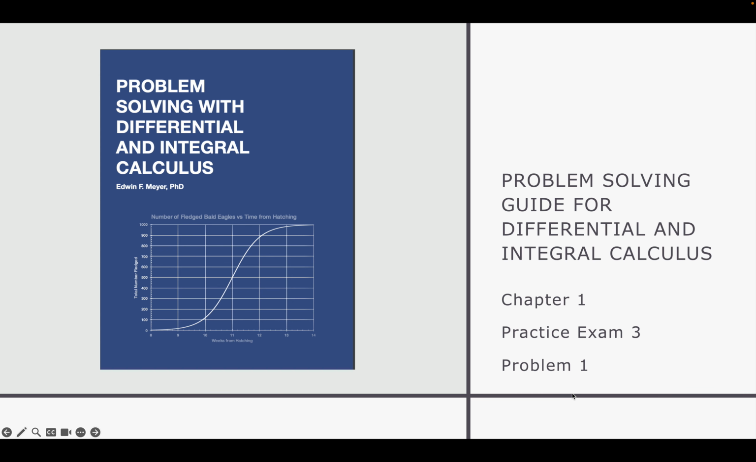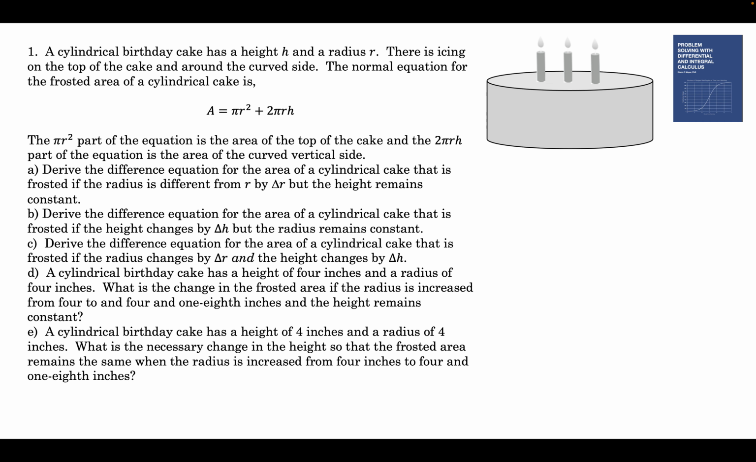This is problem 1 on practice exam 3 of chapter 1 in the book Problem Solving Guide for Differential and Integral Calculus. We have a birthday cake, height h and radius r. The frosted area, which is the curved side and the top, not the bottom. You don't frost the bottom.